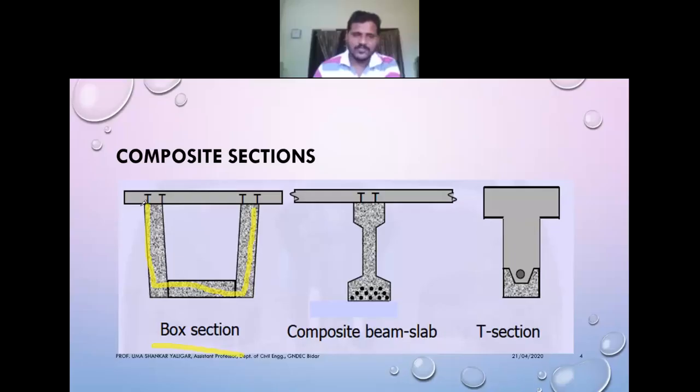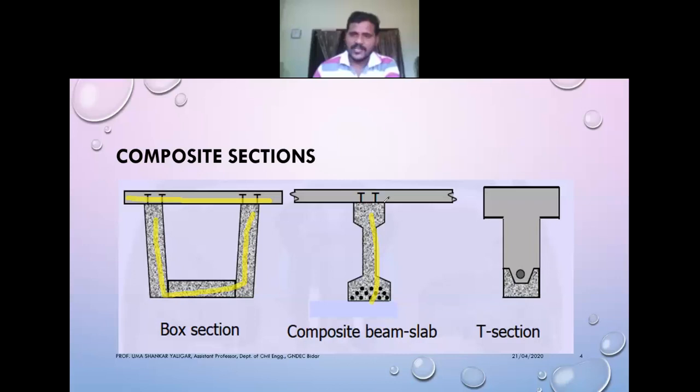Similarly, that's why the coloring is different. This is the precast element, and this is the cast in place portion. I already told that normally we make the girder or I section. This is precast, whereas this is the cast in place section. Similarly in the T section also, this is cast in place, whereas this is your precast element. These are some of the examples of composite sections.